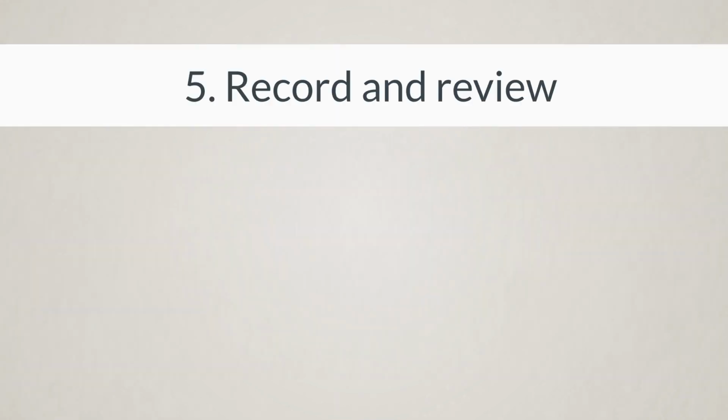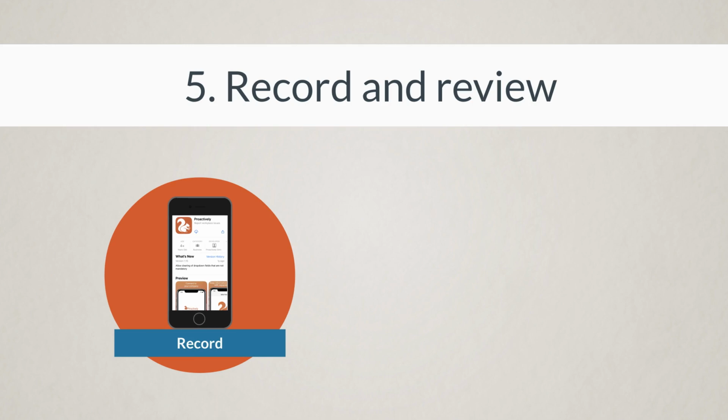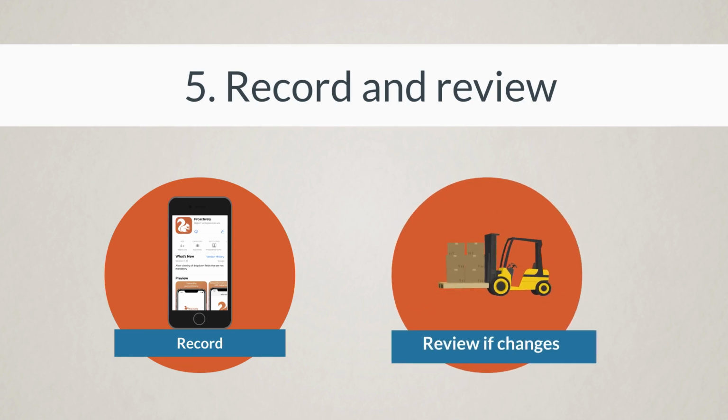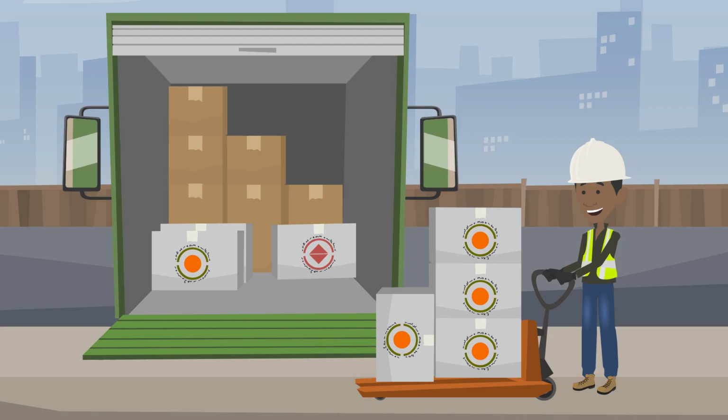Step 5 is to record this assessment, so you can share it with other people who may do this job in the future. It must be reviewed regularly in case things change. For example, you may buy a forklift truck. Following these 5 steps, we have thought about any problems in how we work, and taken steps to keep people safe and in good health.